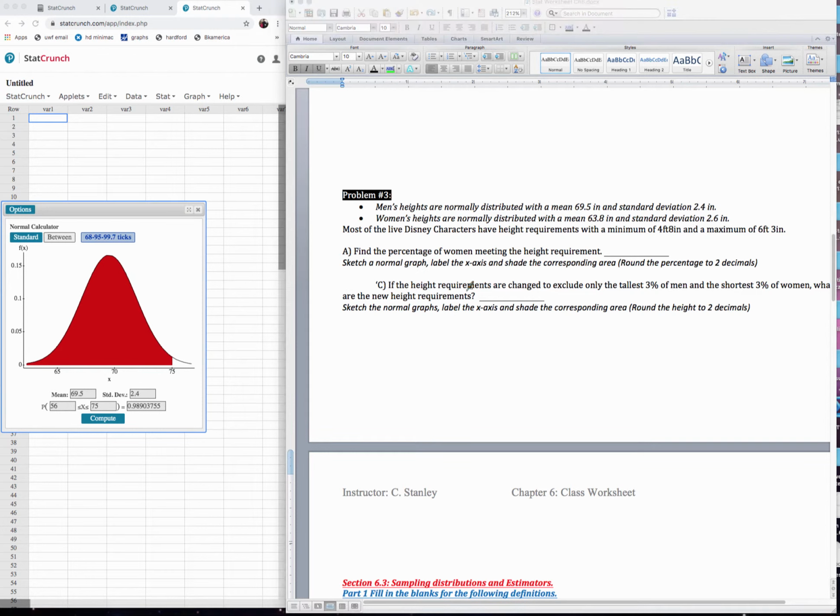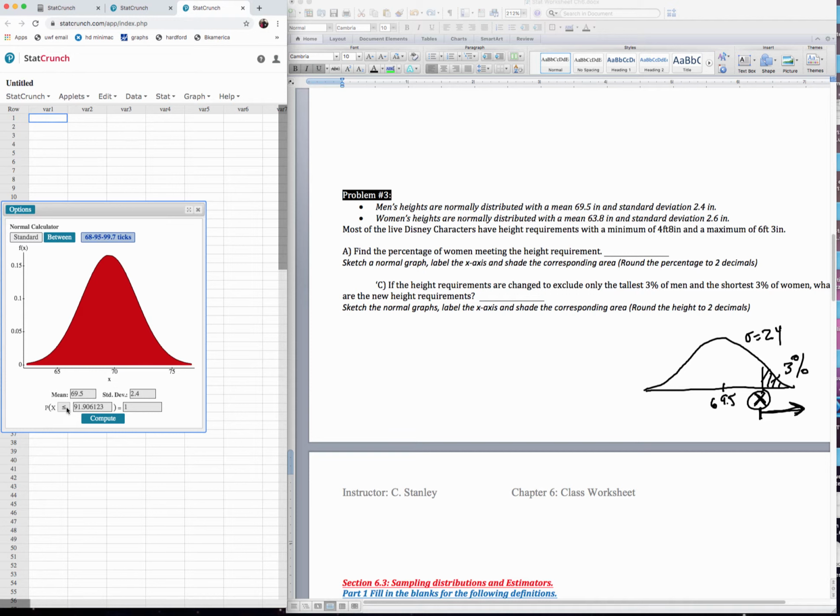Okay, so let's do this one. If the hierarchy, we're going to exclude the tallest 3% of men. So the men are 69.5, and the standard deviation is 2.4, and then we want to exclude anybody that's this height or more. Anybody that's this X or taller is going to be excluded. So this percent right here is 3%. Because they're asking for what's the new height requirements, since I have guys in here, I'm going to come over here. I need to find the height that excludes the tallest.